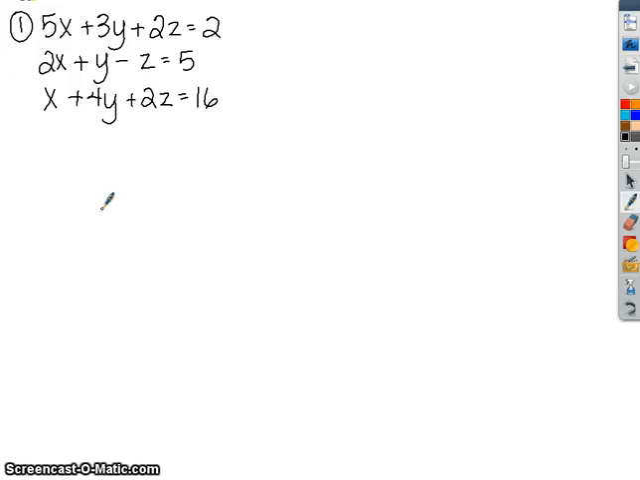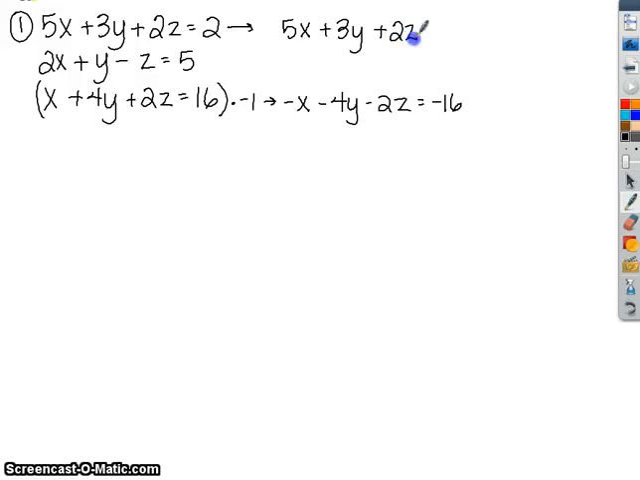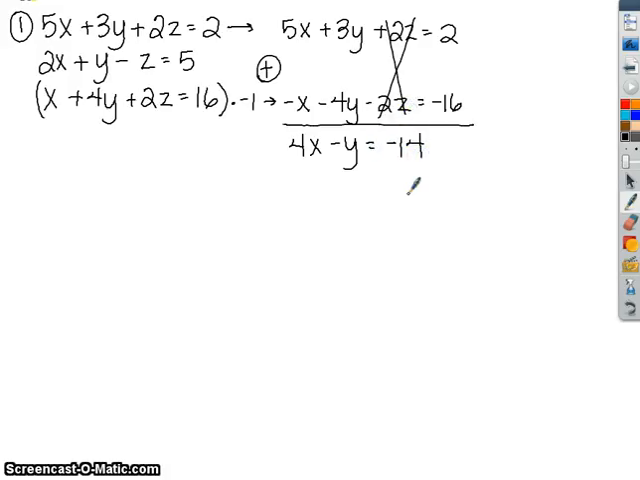So in order to make that happen, I'm going to multiply this bottom one by -1. So when that happens, I get negative x minus 4y minus 2z equals negative 16. Now I'm just going to rewrite this top one. I'm not multiplying it by anything. I'm just rewriting it. So 5x plus 3y plus 2z equals 2. So now using the elimination method, remember we always add with elimination, I get 4x minus y, these are gone, that's what we wanted, equals negative 14. Okay, so that's the first step.